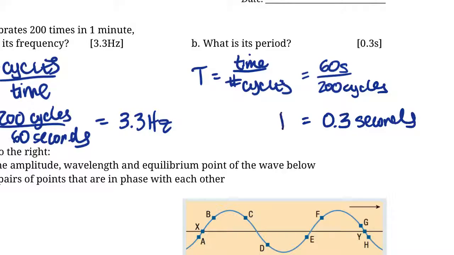Okay, so that's the period. That's how long one of those cycles takes. These two things are reciprocals of each other. So to get from here to here, what you could do is just divide 1 divided by 3.3. That would also get you the period. And to go backwards is just the other way. You do 1 divided by 0.3 to get the frequency. They are inversely related to each other.